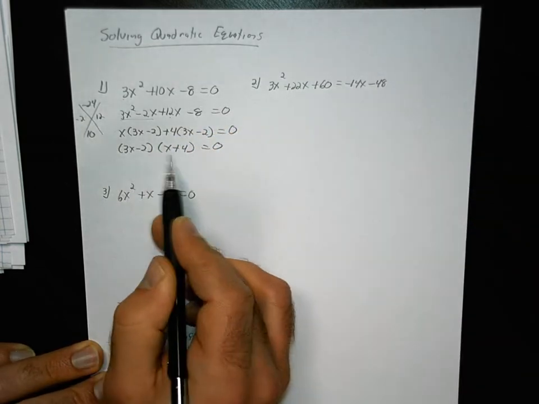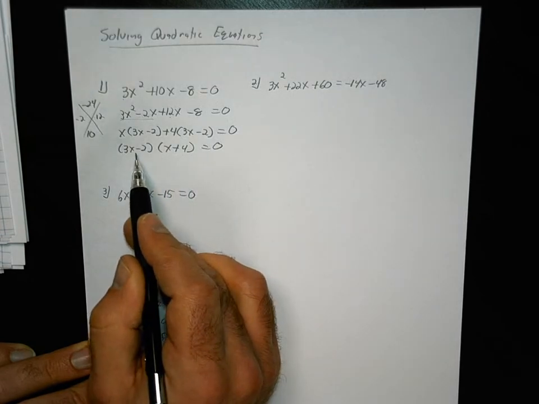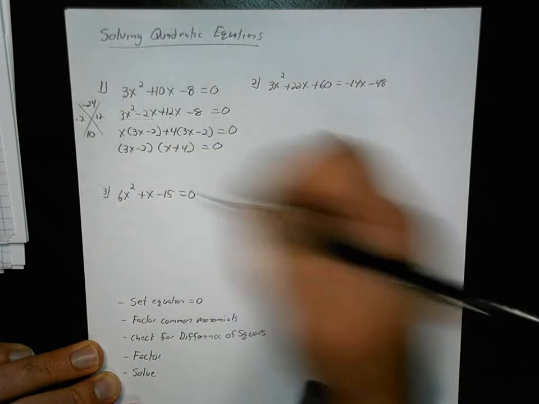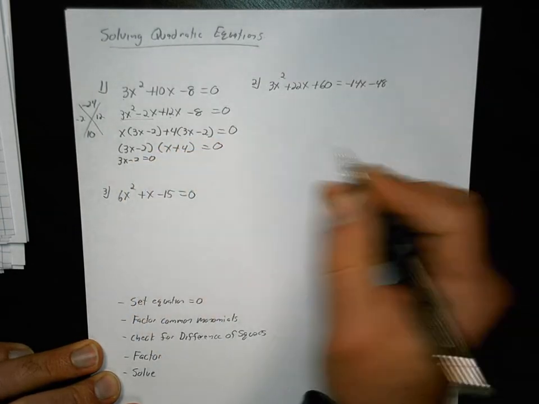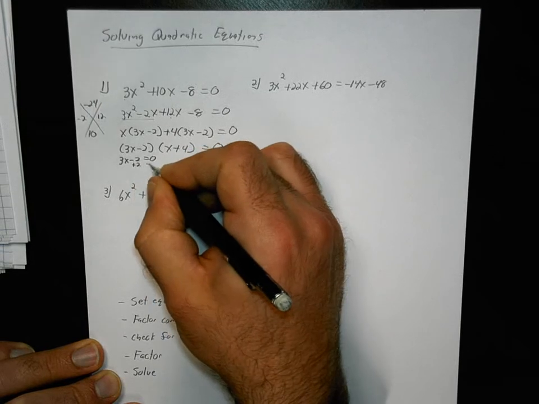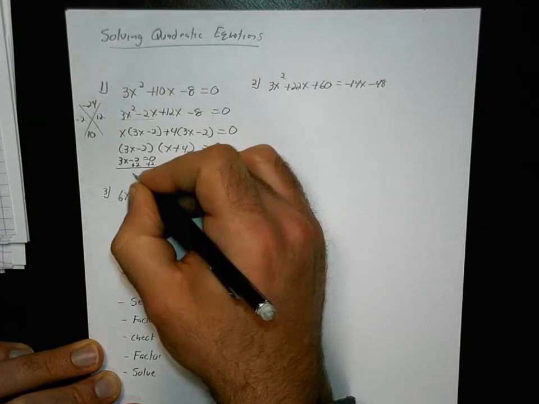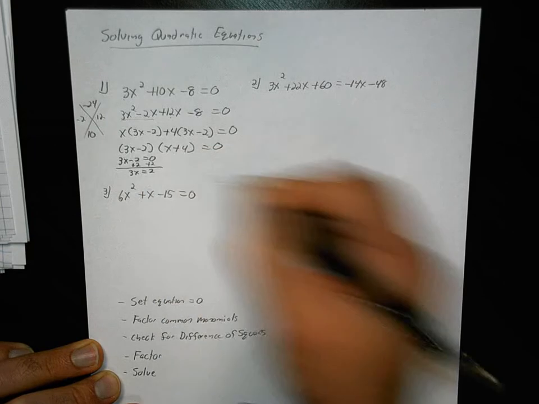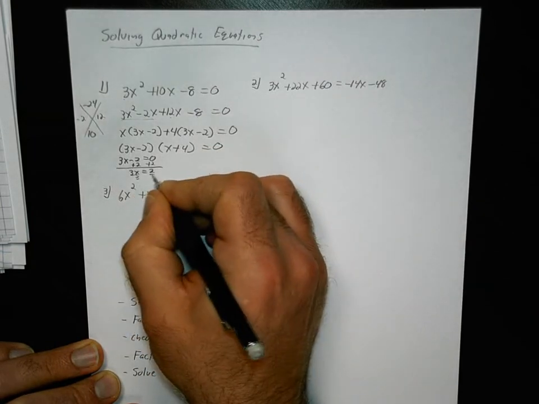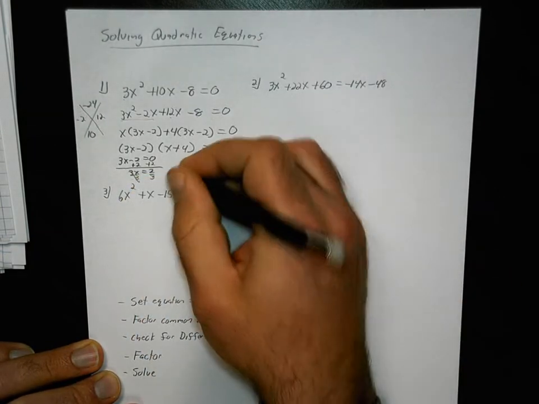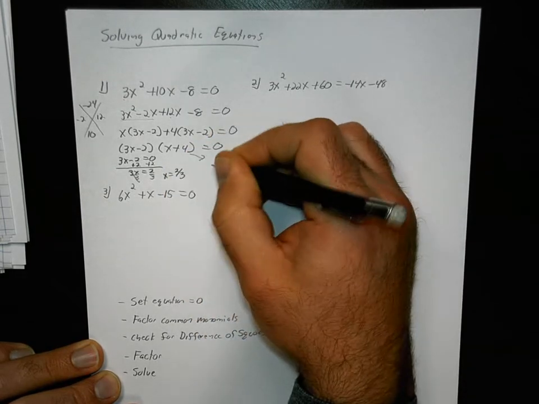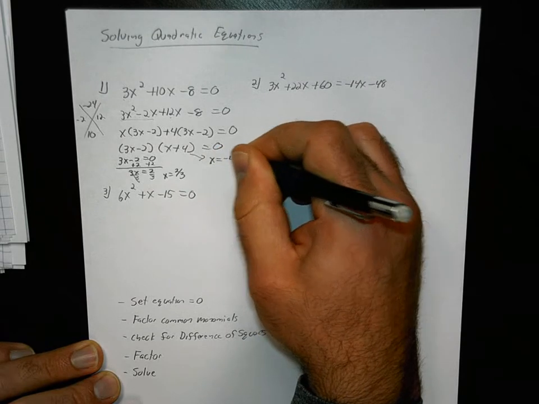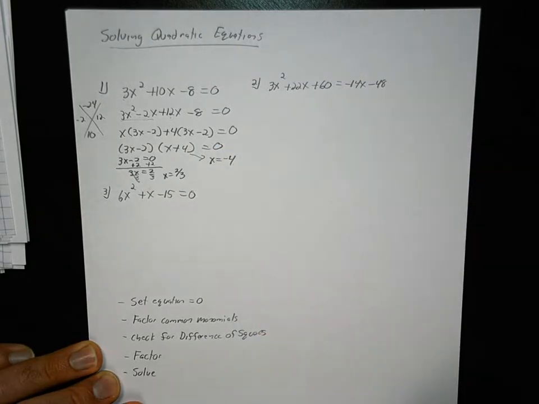Now we have to take it one step further because we need to use the zero product property and set each part equal to 0. So when I set 3x minus 2 equals 0 to solve it, I got to add 2 to both sides. I should have given myself some more room. Divide both sides by 3. So I get x equals 2/3. For that part, this one's a lot easier. It's going to be x equals negative 4. But that's that one.